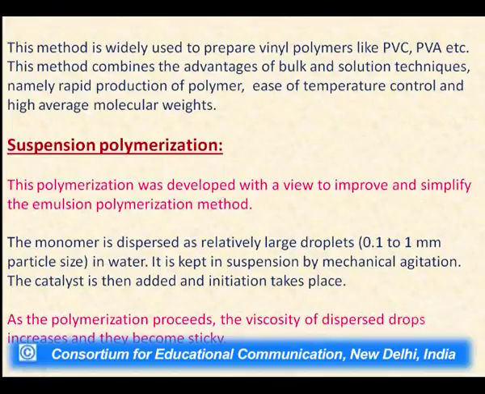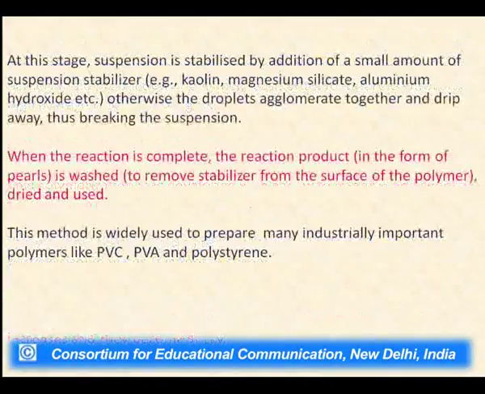This polymerization was developed with a view to improve and simplify the emulsion polymerization method. The monomer is dispersed as relatively large droplets with the particle size of 0.1 to 1 millimeter in water. It is kept in suspension by mechanical agitation, and then the catalyst is added and the initiation takes place. As the polymerization proceeds, the viscosity of the dispersed drops increases and they become sticky.